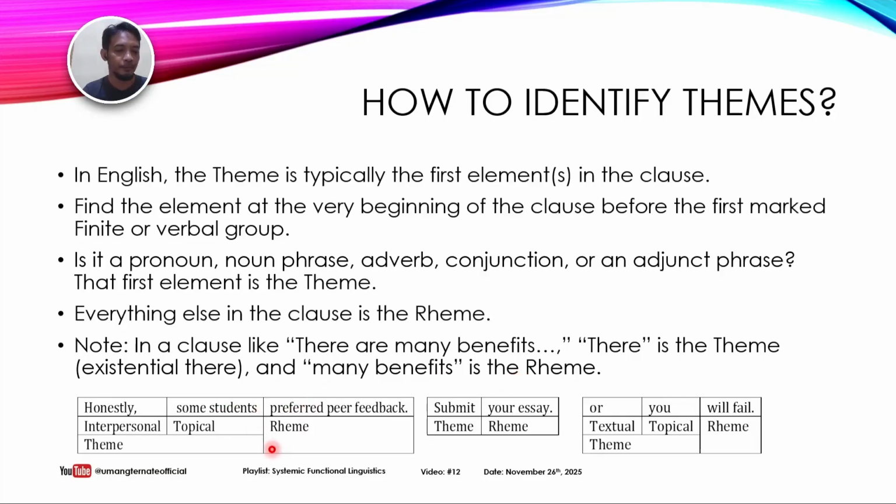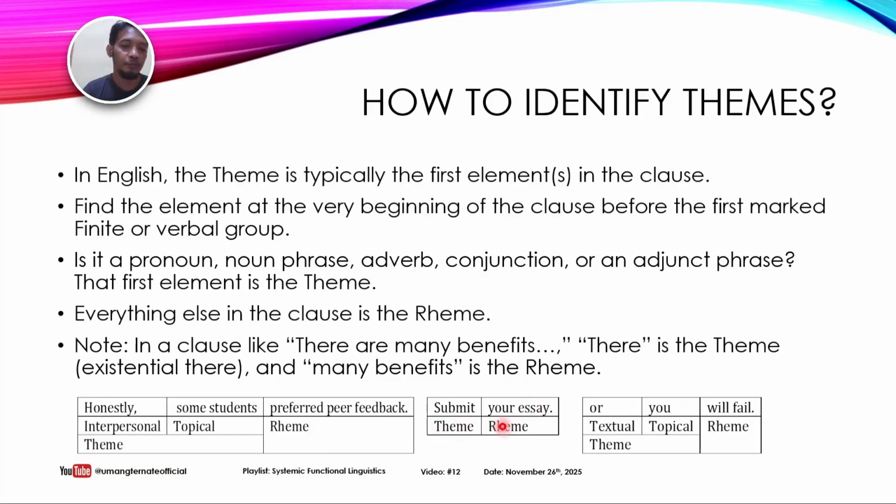Okay, let's take a look at this example. "Honestly, some students prefer the feedback." Here, "honestly" is an adjunct and it is an interpersonal theme. Why? Because this theme is interpersonal as it expresses the modality, the speaker's modal meaning. But the clause is about "some students", and "some students" is the unmarked topical theme. These two elements construct the theme of the whole clause, and the rest of the clause is the rheme.